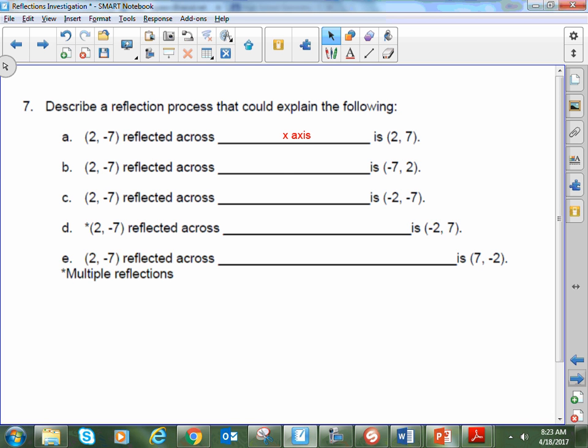So here we're reflected across the x-axis. Here B is y is equal to x. Here, the y-axis. Part D, if you notice, it has a little star on there telling you that it's doing multiple reflections. So it's going to be reflected across the x-axis and then across the y-axis. And then part E is reflected across the line y is equal to negative x.